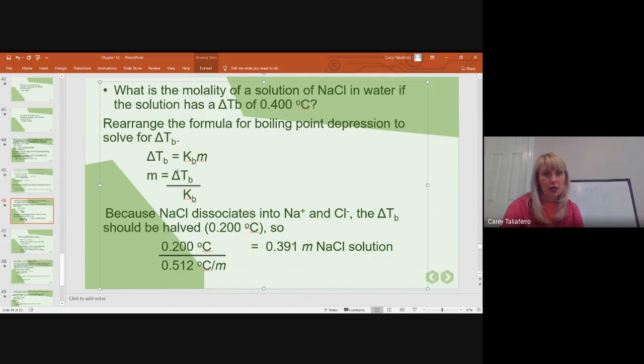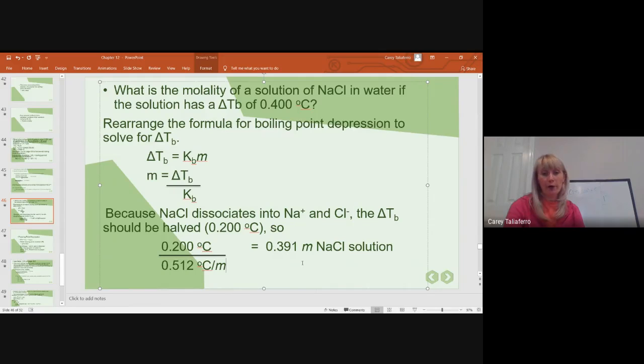So I'm going to take the change of temperature, which is 0.2 degrees Celsius, because I'm taking into account that it was doubled because of the 2 ions. So for sodium chloride, it's only going to be 0.2 degrees Celsius. And then I'm going to divide it by the K_b for water, which again, you can look up. It's 0.512. So I get a 0.391 molal solution.